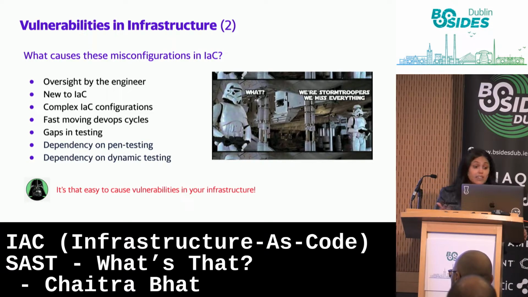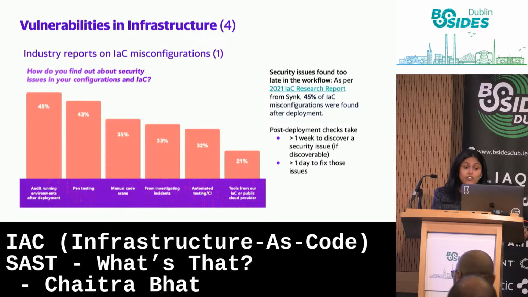And we have fast-moving DevOps cycles these days. There could be gaps in our testing, or maybe we are depending too much on our pen testers and our dynamic testing tools to find issues in our deployed infrastructure, and so not paying enough attention to testing our infrastructure code. Well, I have some industry reports here to back me up on what I'm saying.